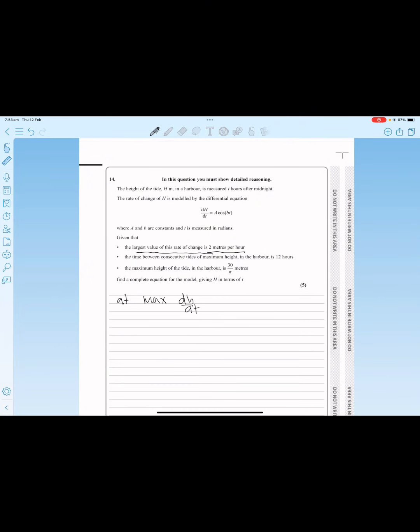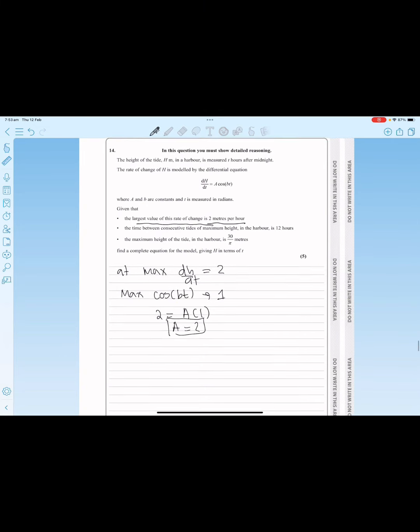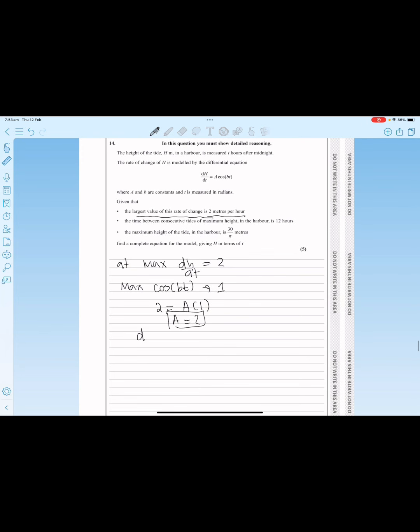dh over dt is equal to 2, and we also know that the maximum of any cos function is going to be 1. So therefore 2 is equal to a times 1 to give me a value of a equal to 2. So that's my first step done. So I've got up to the fact that dh over dt is equal to 2 cos bt.